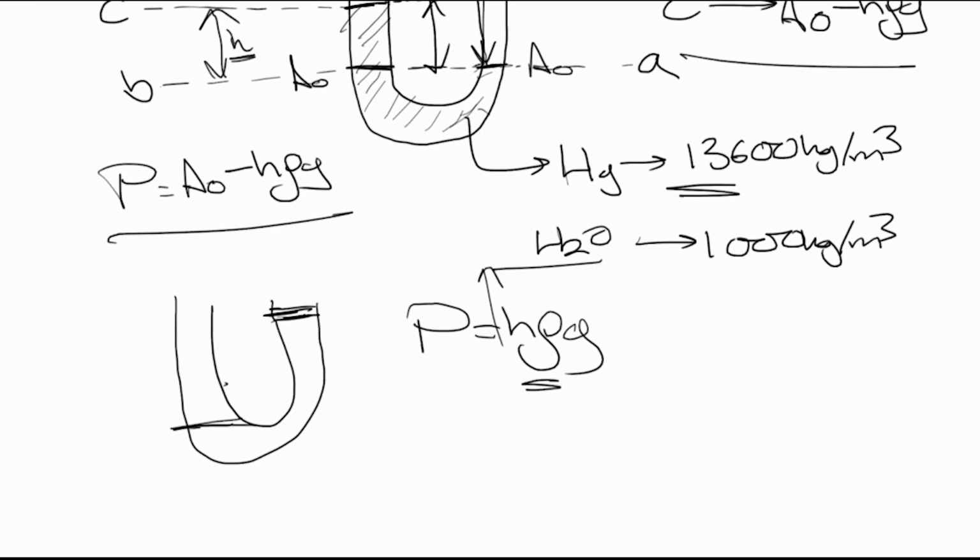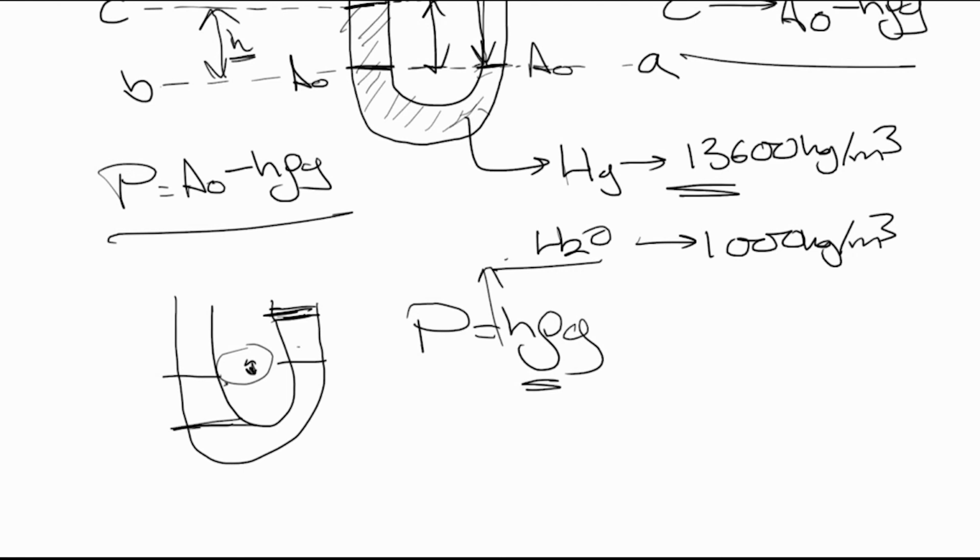So we only use water when we need to get good readings for small pressure differences. Because for small pressure differences with mercury, the height difference would be so small you wouldn't even notice it, right? So if you use water here, then that difference would be larger. It's better to take the reading when the value is larger. So for low pressure values, we use water.